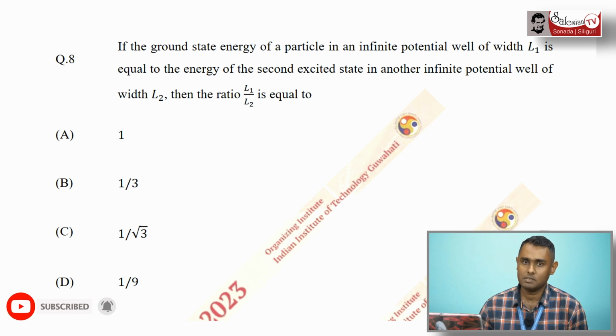So the problem is like this: if the ground state energy of a particle in an infinite potential well of width L1 is equal to the energy of the second excited state in another infinite potential well of width L2, then the ratio L1 by L2 is equal to, and the options are 1, 1 by 3, 1 by root 3 or 1 by 9.